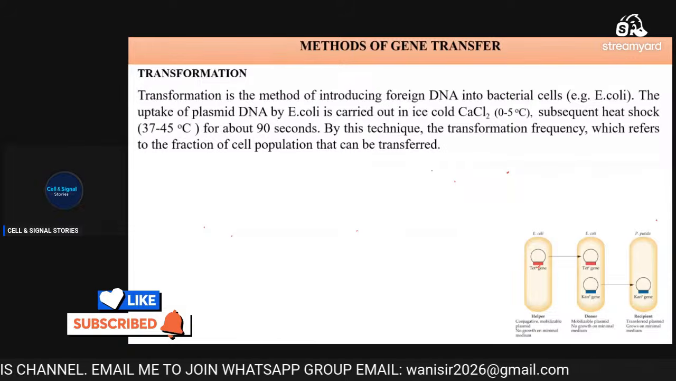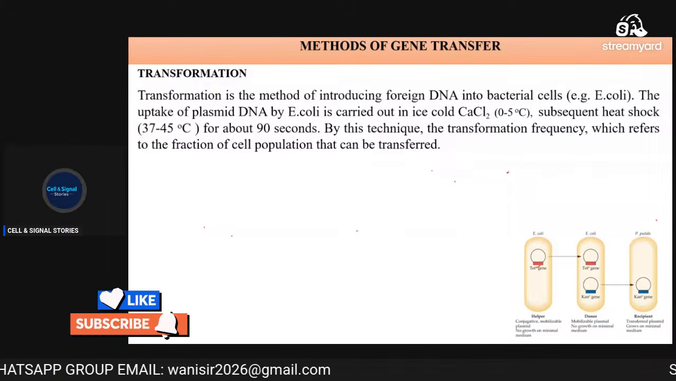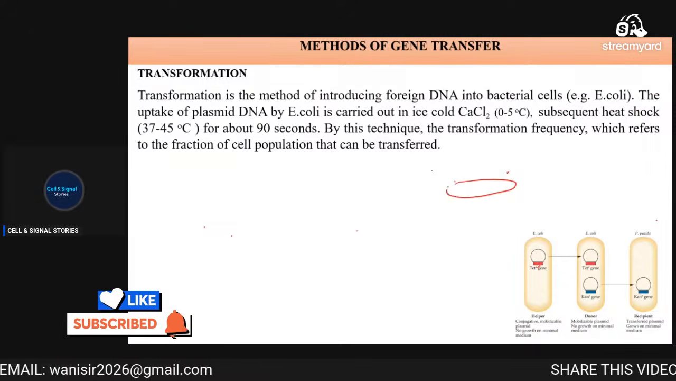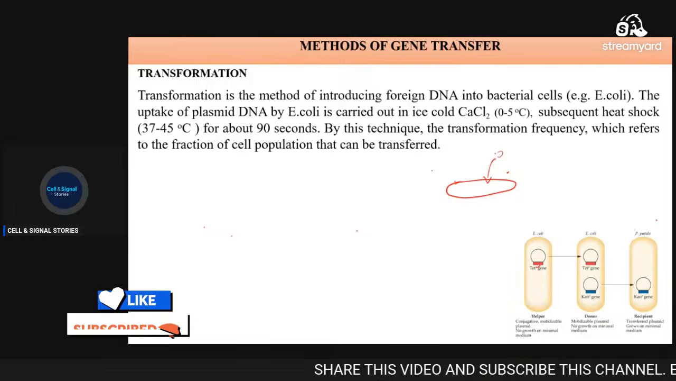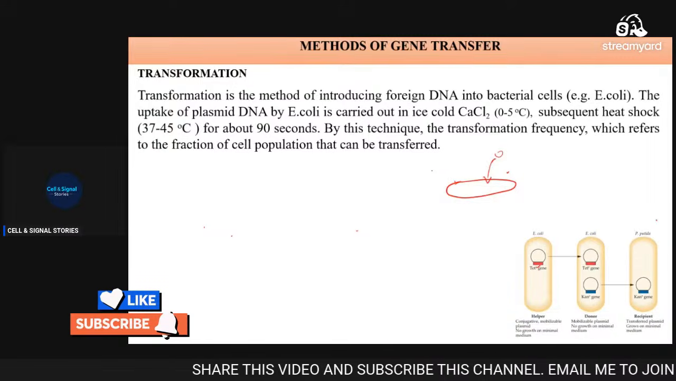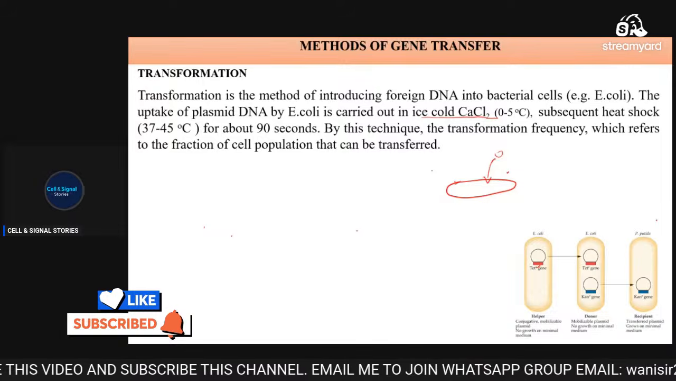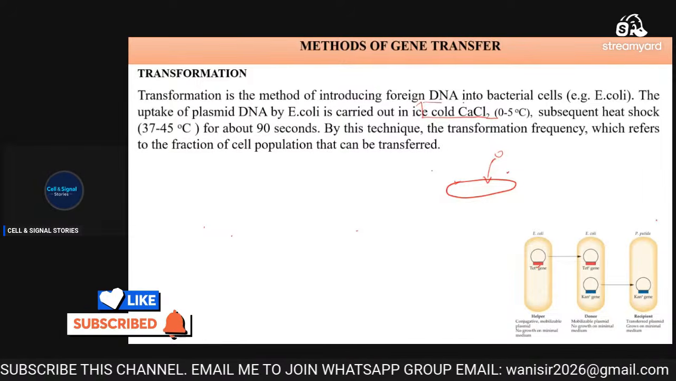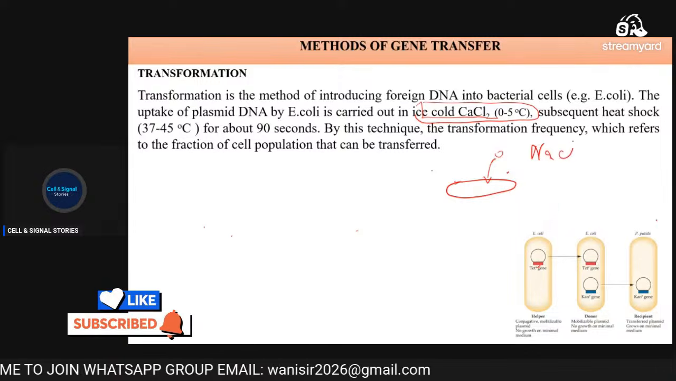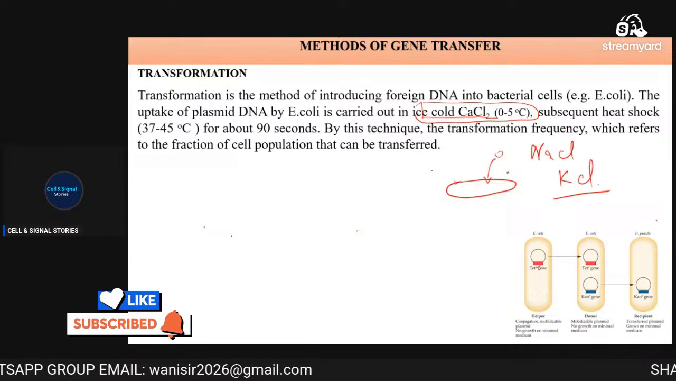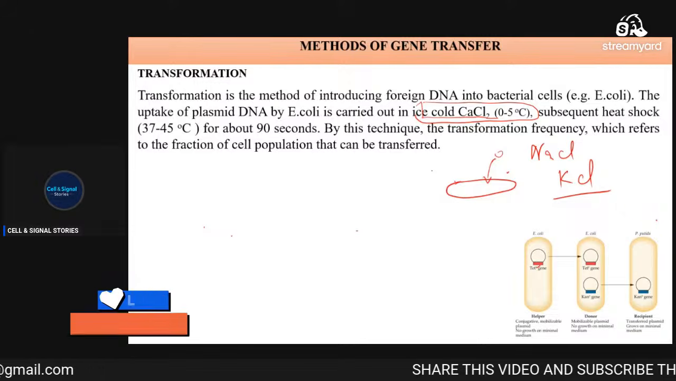the principle of competence. The principle is that we take the plasmid DNA and we have E. coli, and we want to introduce this plasmid DNA into the E. coli, and it is carried out using ice cold calcium chloride. Now we will try to understand the purpose of using ice cold calcium chloride. Why can't we use sodium chloride? Why can't we use potassium chloride? Why do we use ice cold calcium chloride?